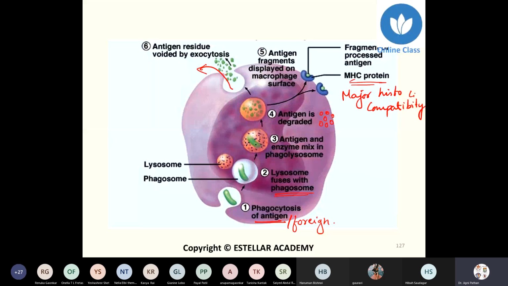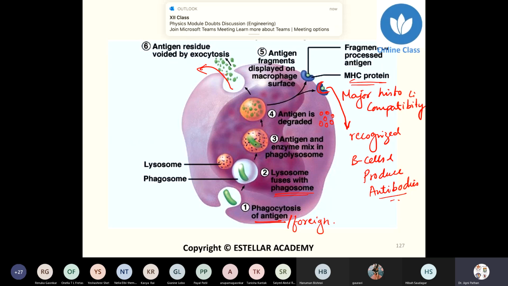It means the antigen is presented on the surface of the cell so that it is recognized by B cells, which produce antibodies. It's a signal to B cells saying that somebody has entered our body and we need to protect it by producing antibodies. Who presents it? MHC presents it, on the cell surface of any cell, macrophages or neutrophils, any cell. Got the point?